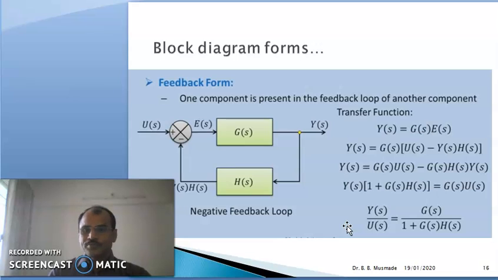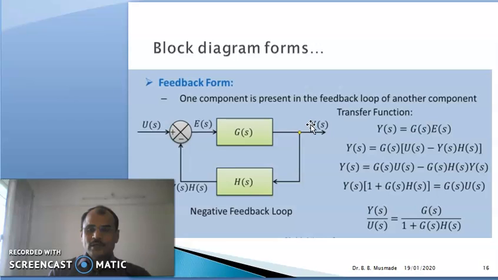The third arrangement used in block diagrams is feedback. Here it is a typical loop. G of S is a representative of the system or a plant, Y of S is the output, H of S is the feedback transfer function, and this summing point is an error detector. So this is a typical loop in negative feedback. U of S is the input. Now look at how the information is computed.